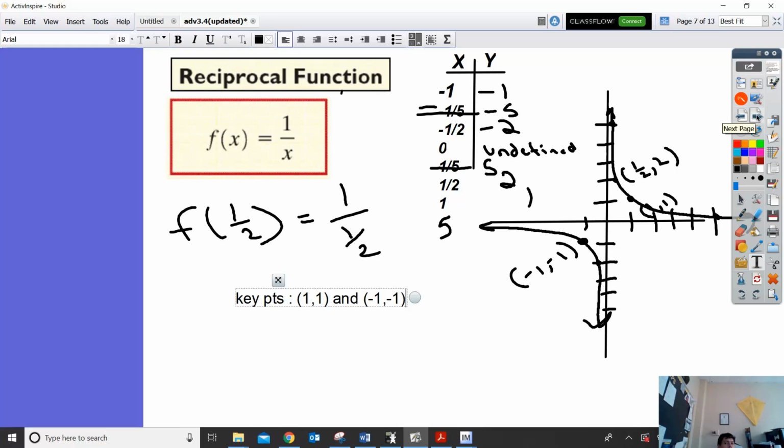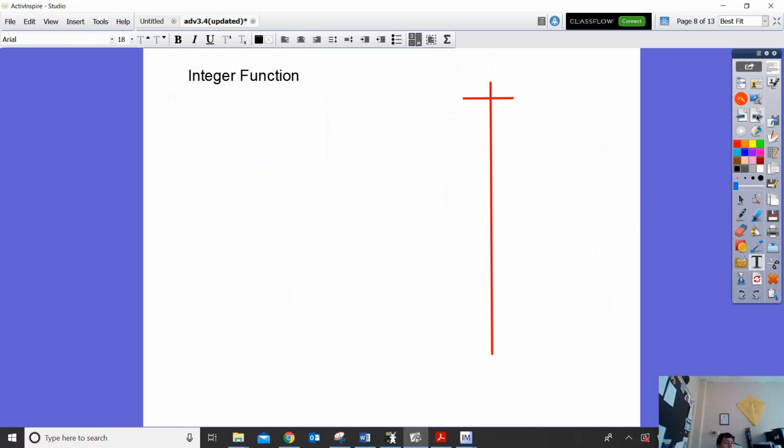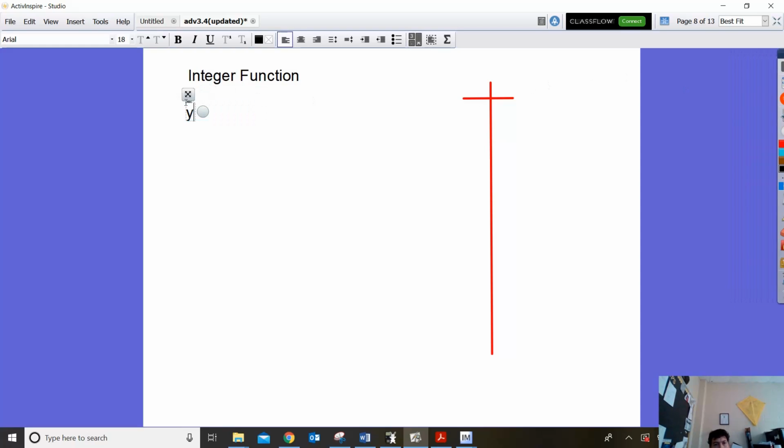We graphed a couple of these, I think, but I think we mainly used technology to do it. This one will be new to every one of you. Maybe not if you had dual enrollment last year. I think they tend to talk about the integer function. Integer function is kind of funny. It's better known as y equals int x.